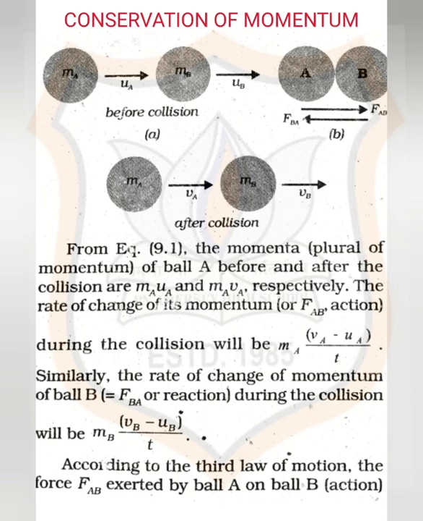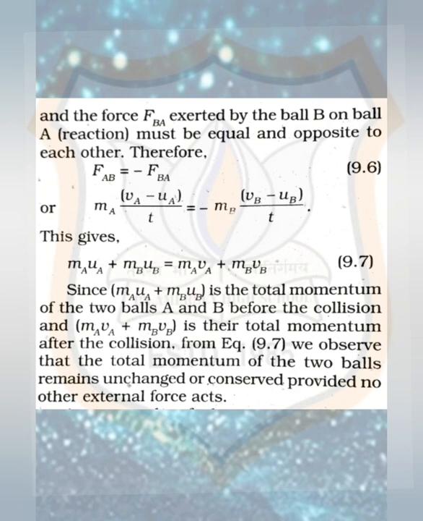According to the third law of motion, the force FAB exerted by ball A on ball B, that is the action force, will be equal and opposite to the force FBA exerted by ball B on ball A, that is the reaction force. Therefore, FAB is equal to minus FBA.